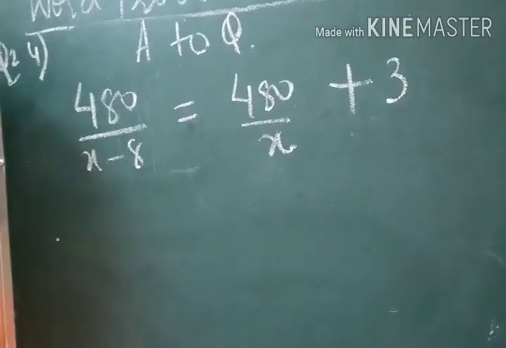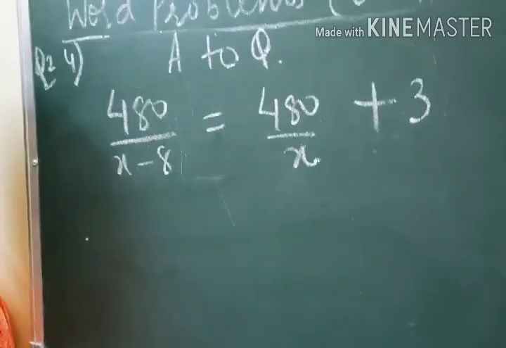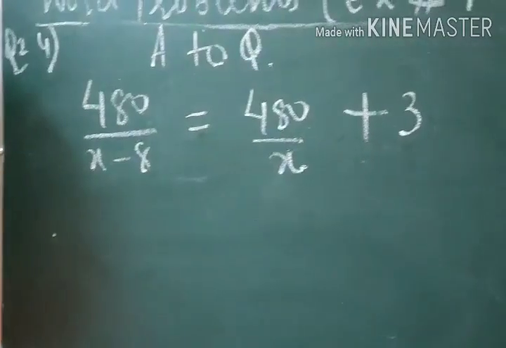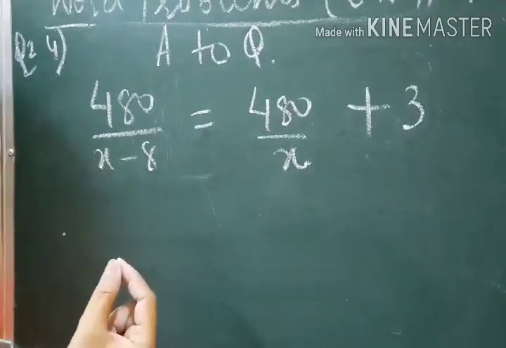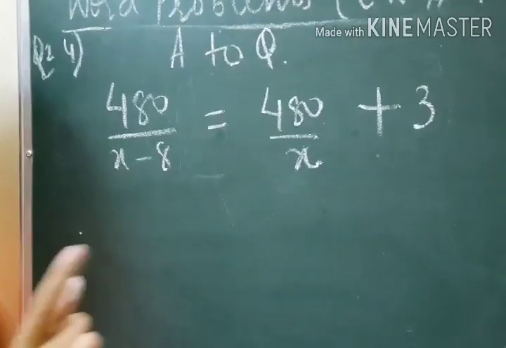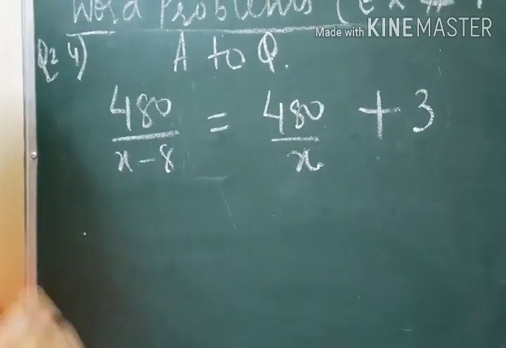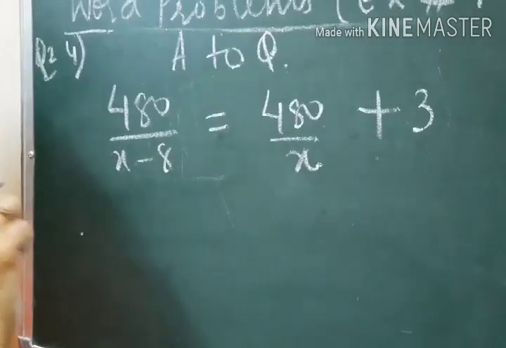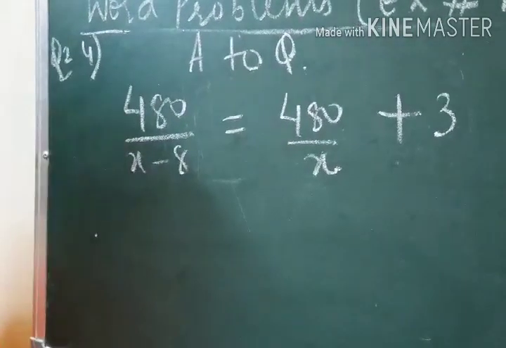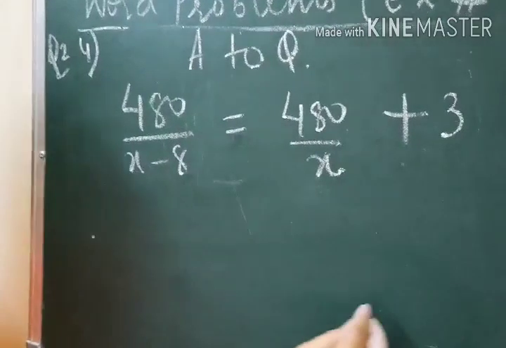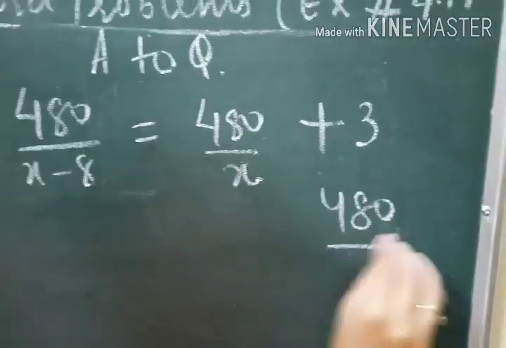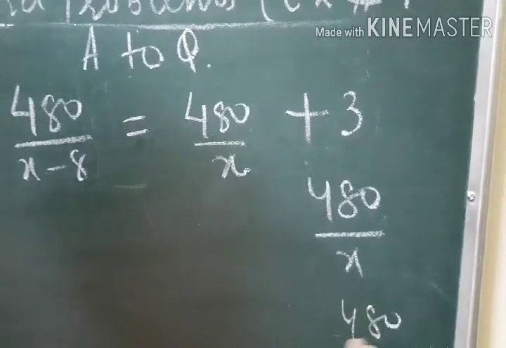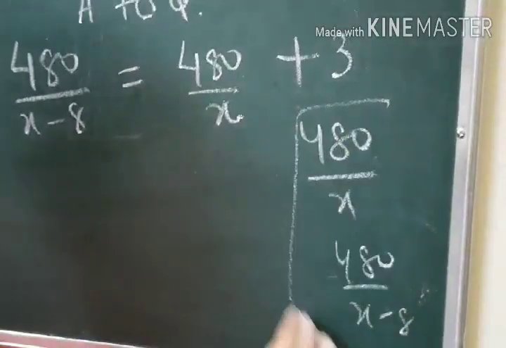Now, there is a tricky method which I am telling. You can read the question and frame the equation, or you can use a very simple method of framing if you are not able to understand this. Now what you do, you have made the two times, 480 by x and 480 by x minus 8. These are the two times I have made.